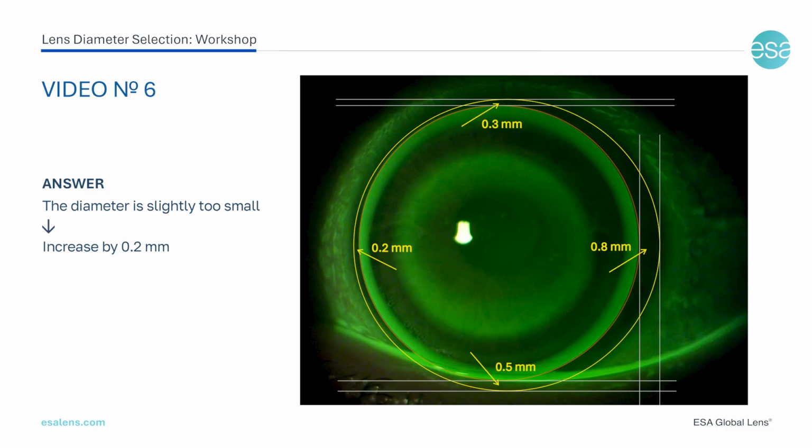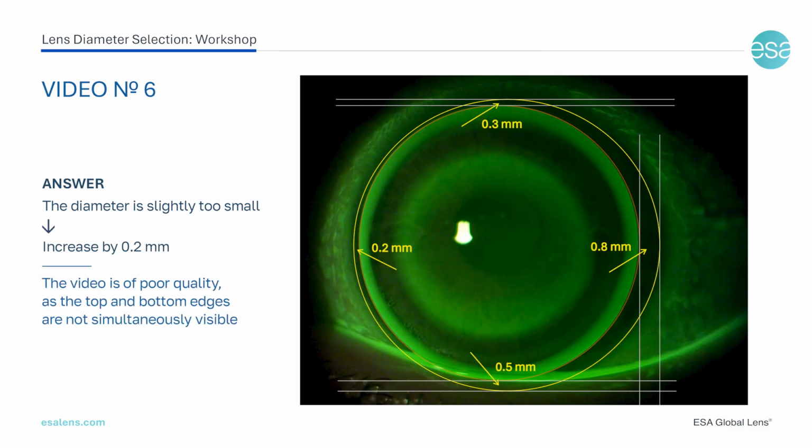Since we have enough room to expand vertically, we should increase the total diameter by 0.2 mm. This would result in 0.4 mm of clearance on each side horizontally and 0.3 mm at each side vertically.